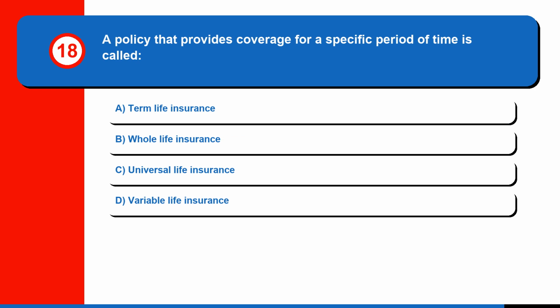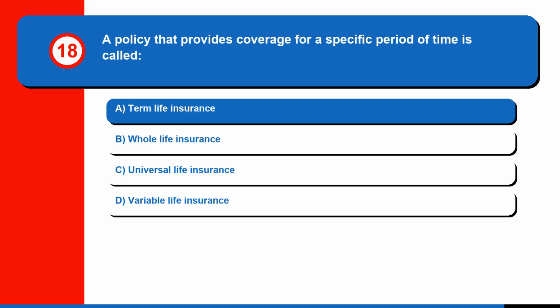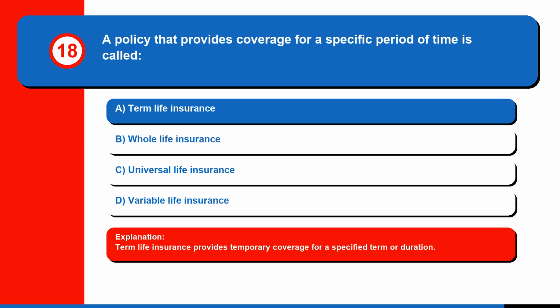Question 18. A policy that provides coverage for a specific period of time is called A, term life insurance, B, whole life insurance, C, universal life insurance, or D, variable life insurance. The correct answer is A, term life insurance. Term life insurance provides temporary coverage for a specified term or duration.